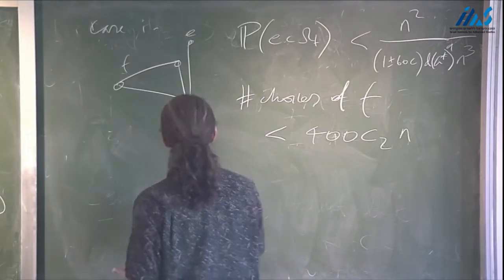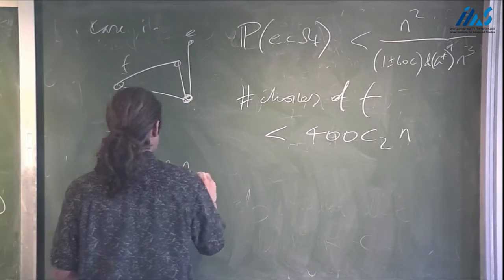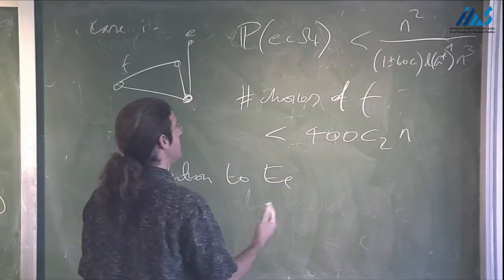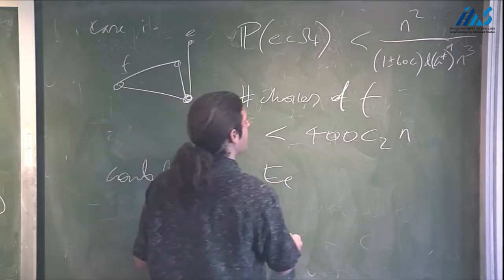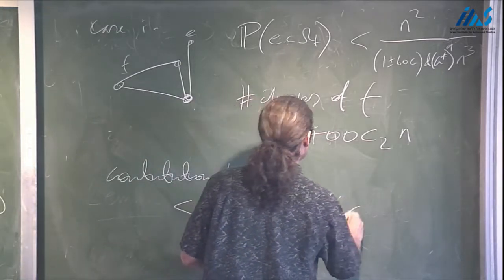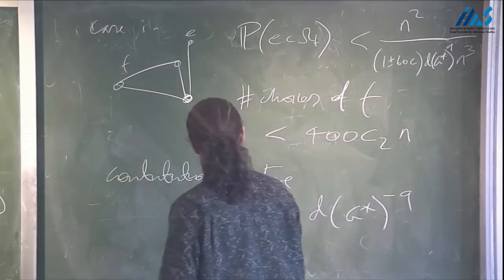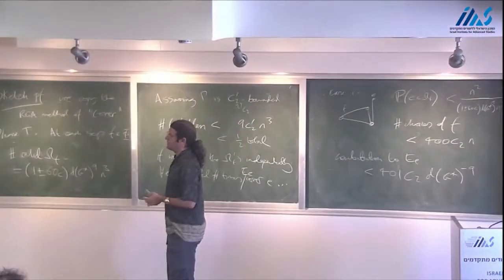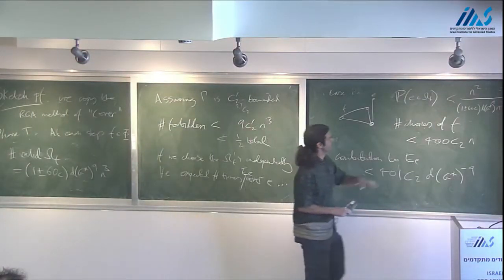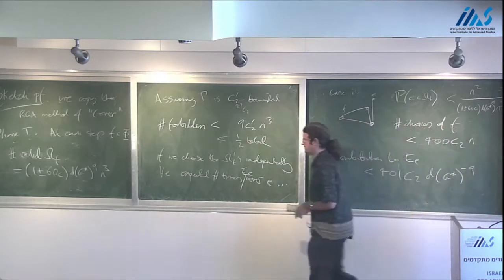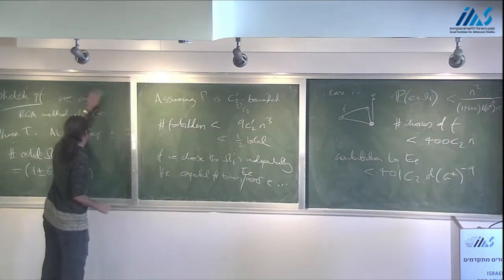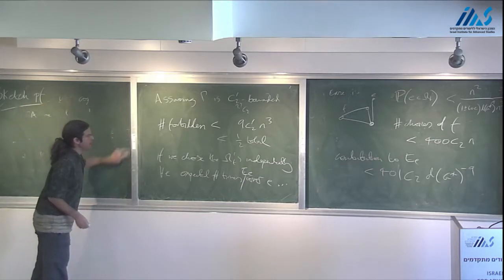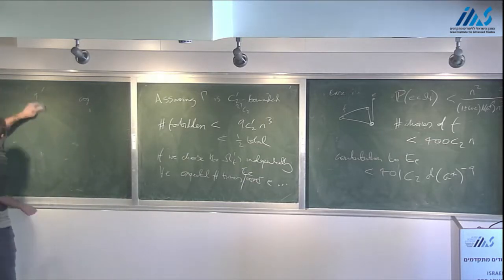Okay, so the contribution to E sub E, multiply these two things together, what do I get? Something which is essentially, may I say it's 401 C2 dG star to the minus 9. So the n's all cancel. It doesn't really matter. I changed 400 to 401 just because there's some approximations. And similarly for the other one, right? We're not going to get onto phase two, but it'd be similar to phase one. Let's just finish phase one.